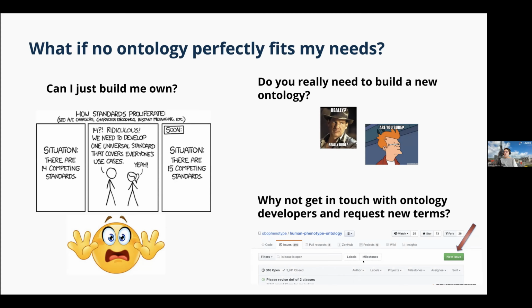So if you're interested in ontology, request new terms. Most of them are on GitHub, certainly if they're in the Obo Foundry. You can interact with the developers as an ontology development. I love it when people come to me and say, I need this new term, because it means you're using it.